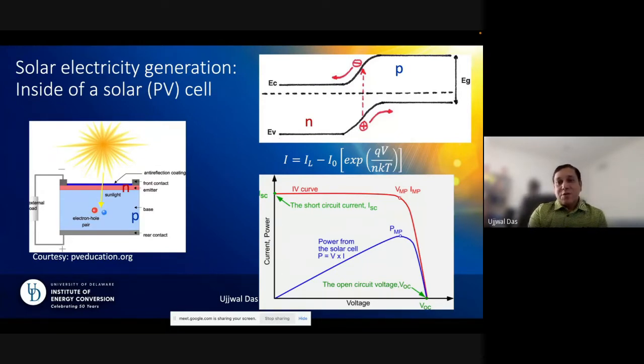The bottom shows a standard IV curve under illumination, and the product of current and voltage is the power, which is plotted in a blue curve here. You can see that at a certain voltage you can get a maximum power output. So that's where you want to operate your solar cell.